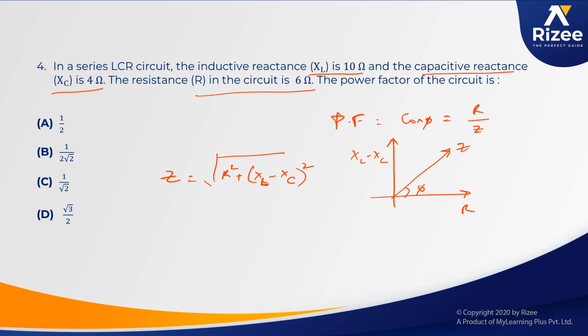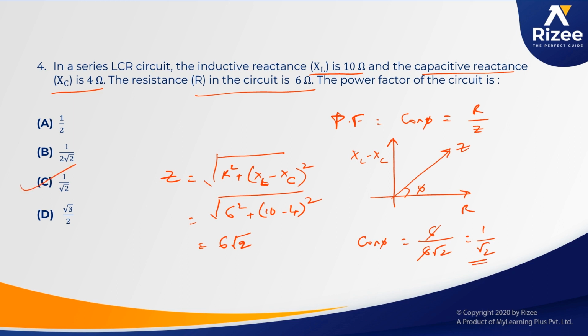Now substitute the values here. R square is 6 square, plus (XL minus XC) is 10 minus 4, which is also 6, whole square. So 6 square plus 6 square gives 6 root 2. Now substitute in cos phi: R is 6, Z is 6 root 2. The 6 will cancel, leaving 1 by root 2. So your power factor is 1 by root 2, which is option C.